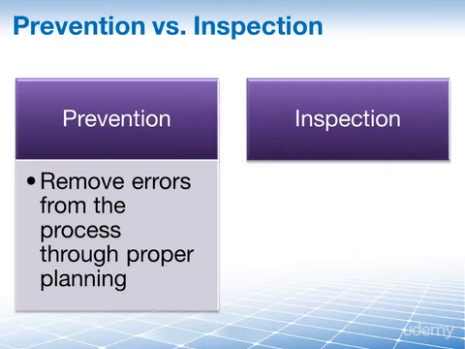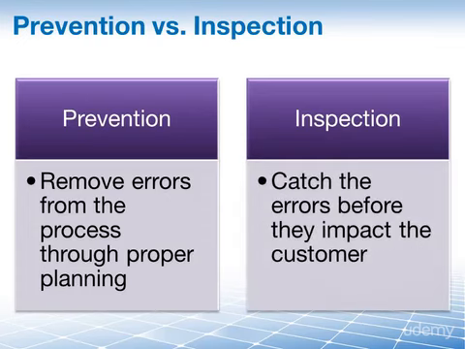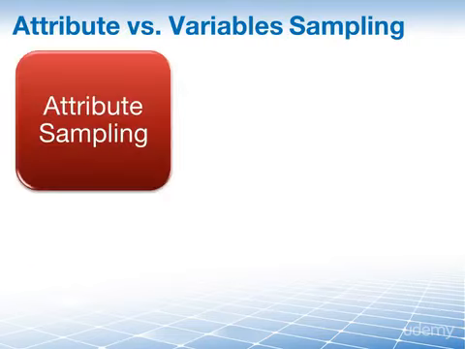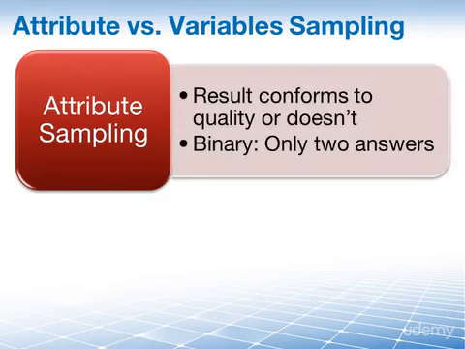But even with the best prevention, some inspection will always be required, and by inspection you make sure that you catch the errors that have occurred before they reach the hands of the customer, so that faulty machinery never gets sold to the customer in the first place. Our next pair of terms is attribute sampling and variable sampling. Attribute sampling is simple. Either the result conforms to quality or it doesn't. It can also be described as binary because there are only two answers. It conforms or it does not conform.